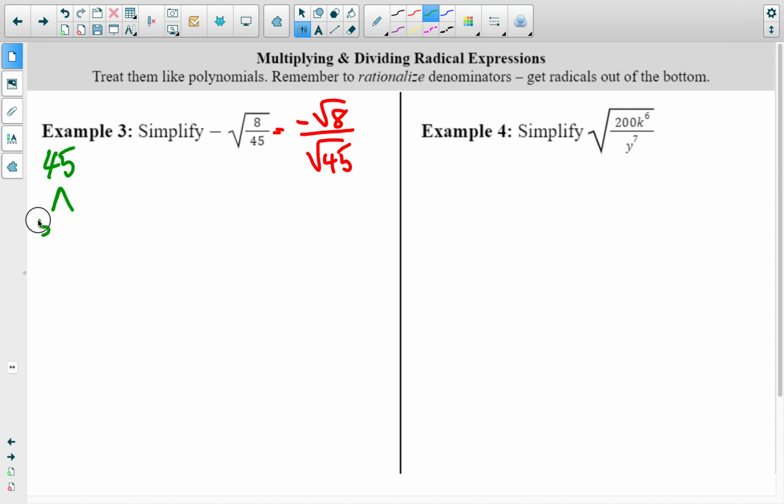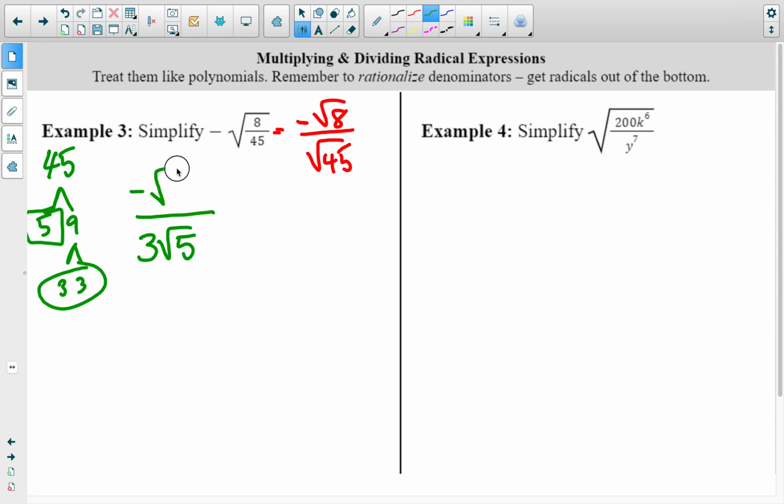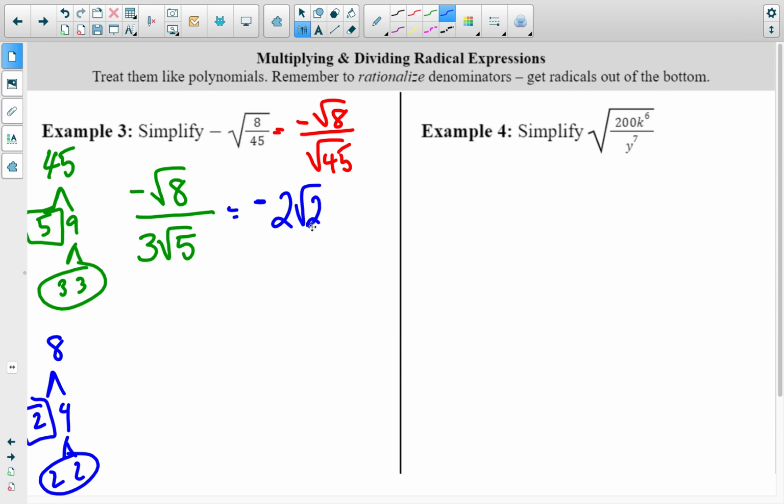All right, so 45, let's divide it by 5. And then we see quickly that we will be able to simplify that denominator. All right, it becomes 3 root 5. And then we still have that negative root 8 on the top. And then just for the fun of it, let's see, can we simplify that square root of 8 just for the practice? And you'll see that we can. Okay, so negative 2 root 2 over 3 root 5.